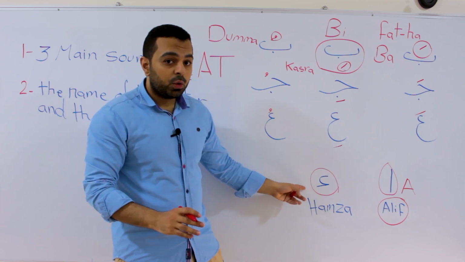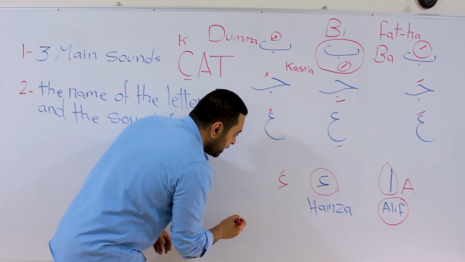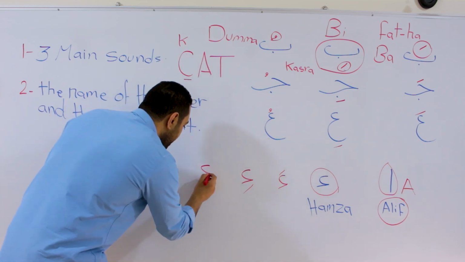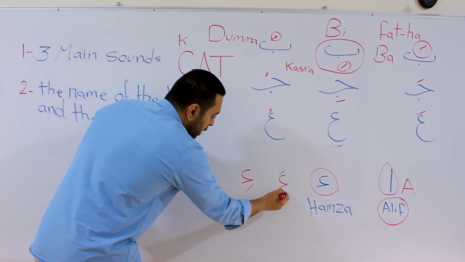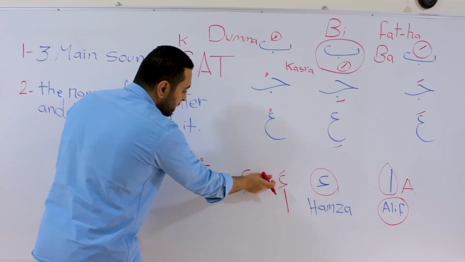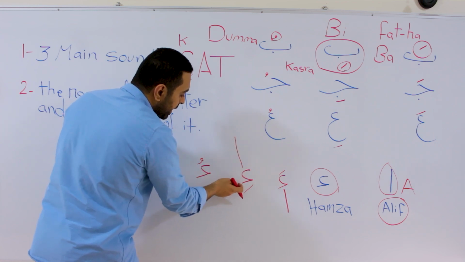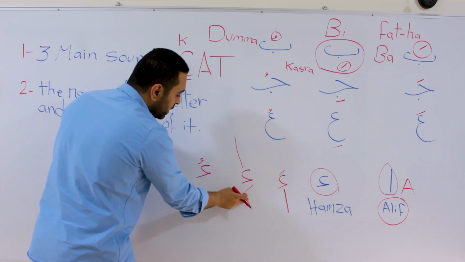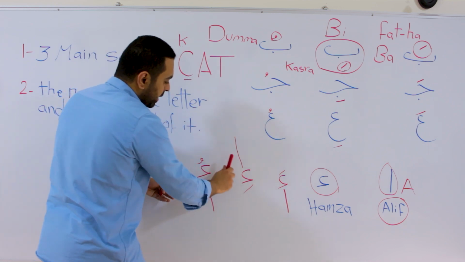Either a or e or o. So if you saw hamza like this with a fatha, it's a. Hamza with a kasra, it's e. Hamza with a dhamma, it's o. A, e, o. Now, if you saw alif, and at the top of alif there is a hamza, and then fatha, it's a. If you saw alif, and down alif there is hamza, and down hamza there is kasra, it's e. And if you saw alif like this, it's o. A, e, o.